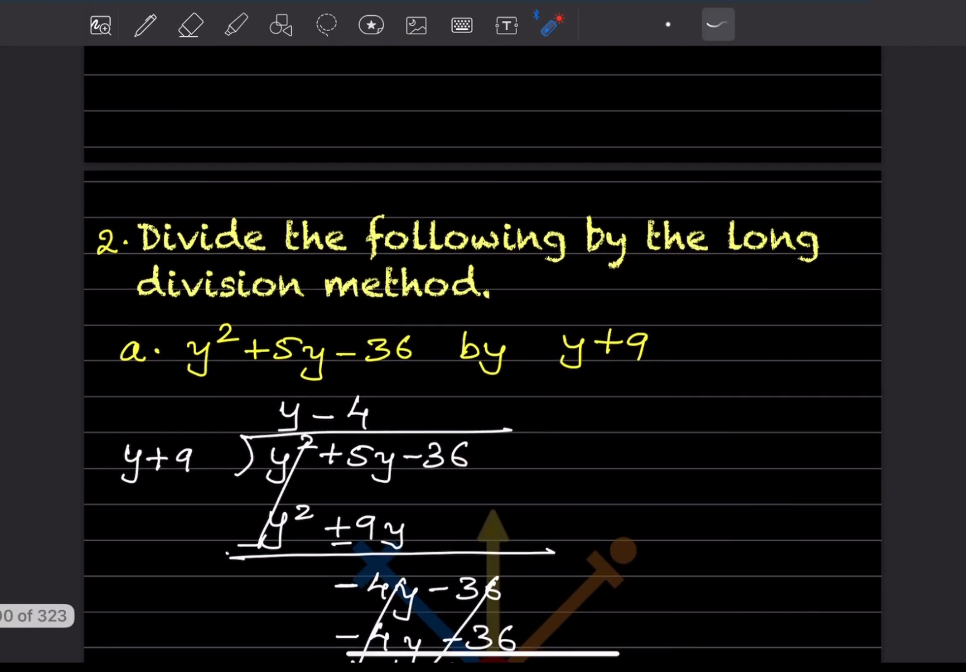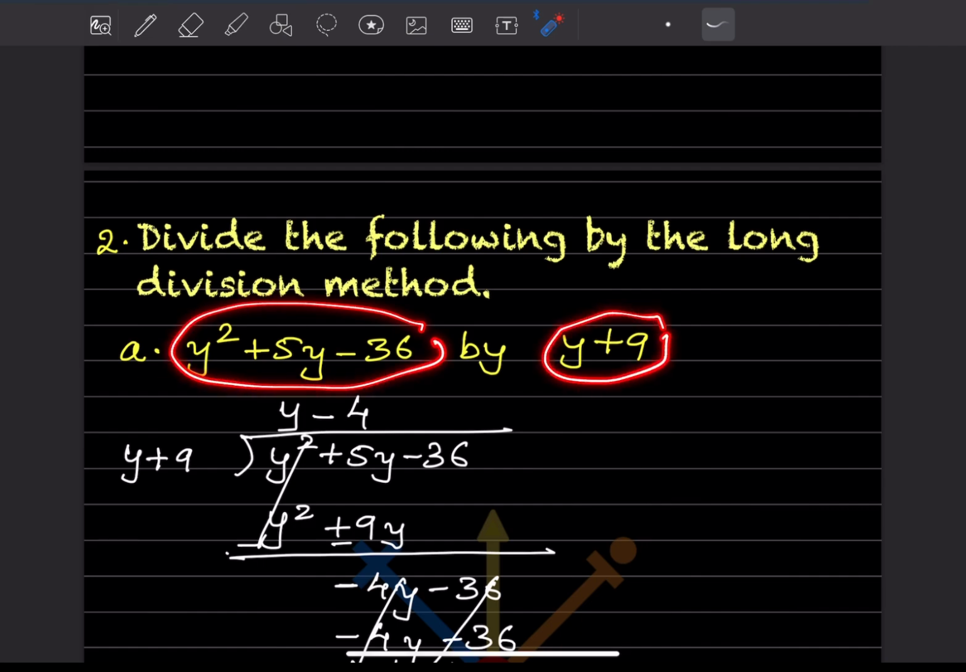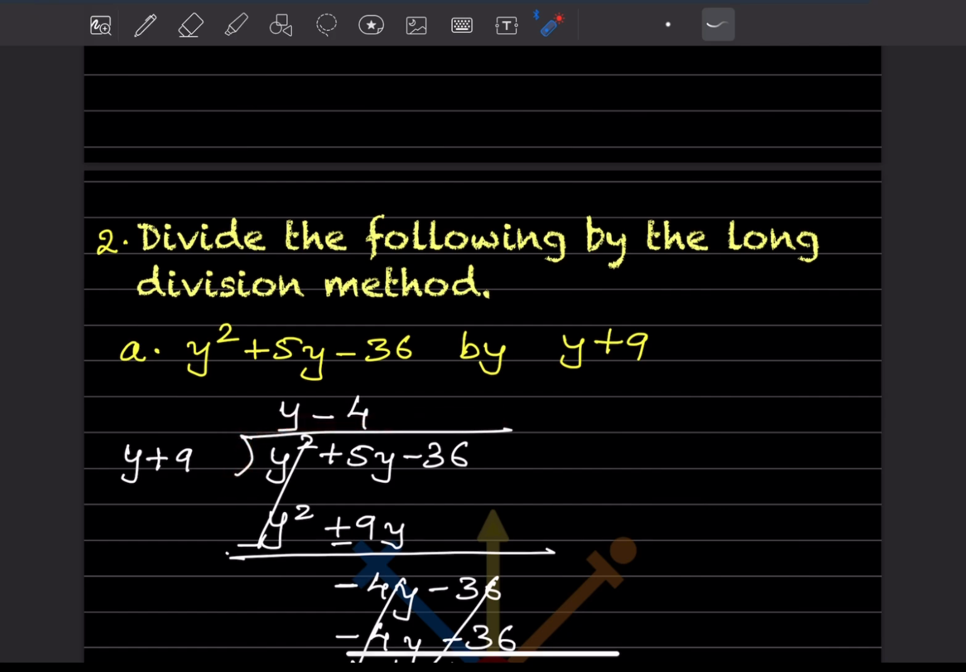Divide the following by the long division method. This we are going to divide it by y plus 9. So you can just do this way, y plus 9. So first what you are going to do, this is the first term, second term and the third term. This first term and this first term, y square divided by y. So that is going to be just y. So you will write here y.